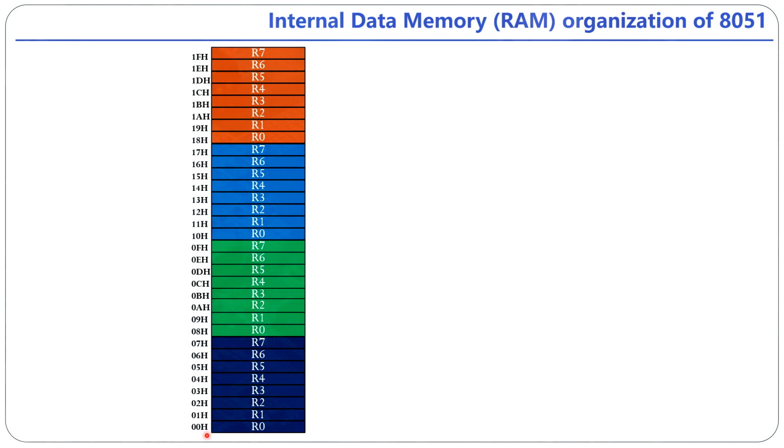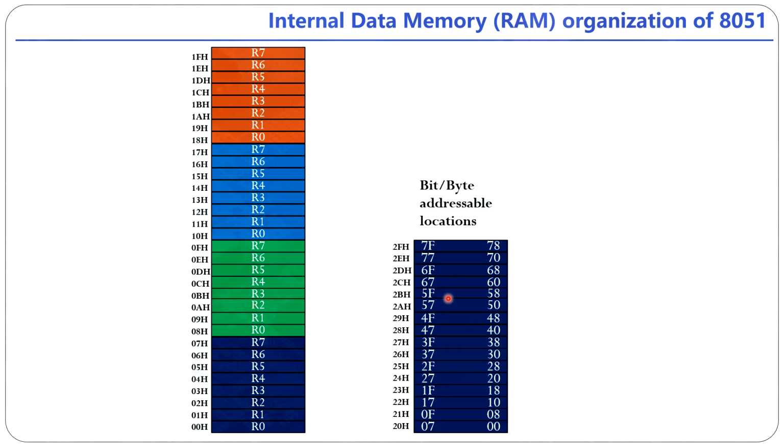Starting from the 00 location, the register R0 is available here, right? At the 01 location, the register is R1. This is the space, basically. At 02, R2, these things are here. This is the space of the 8051 microcontroller RAM. We can see here another RAM memory also given, this one.